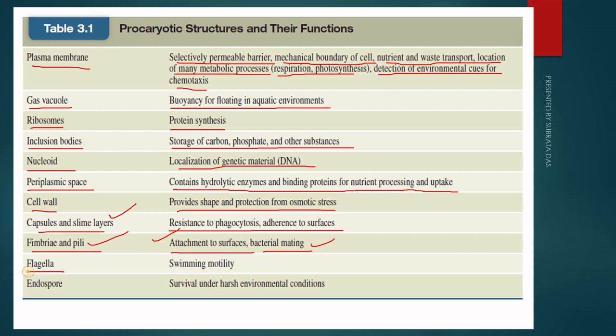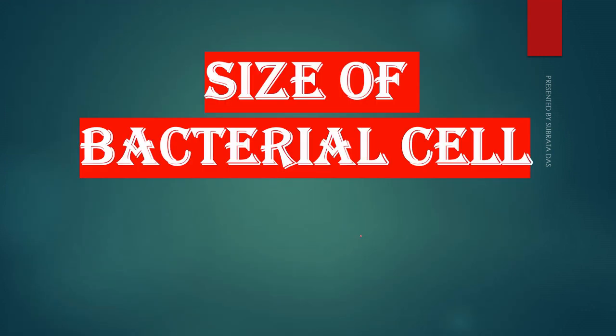Next one is the flagella. Their role is in motility. And the last one is the endospore. Its role is survival under harsh environmental conditions. So these are the roles of bacterial structures and their functions. Next is the size.